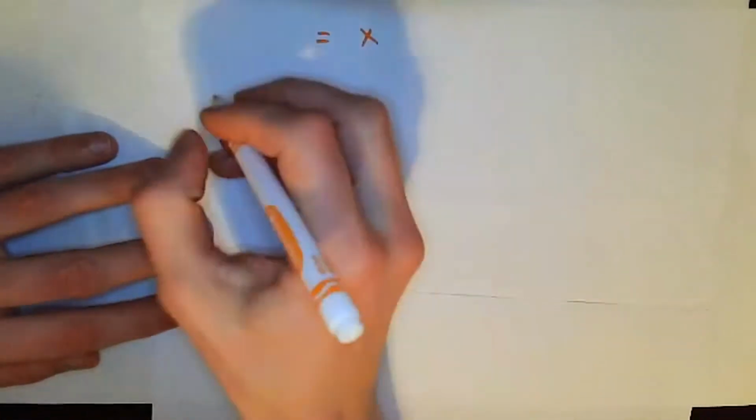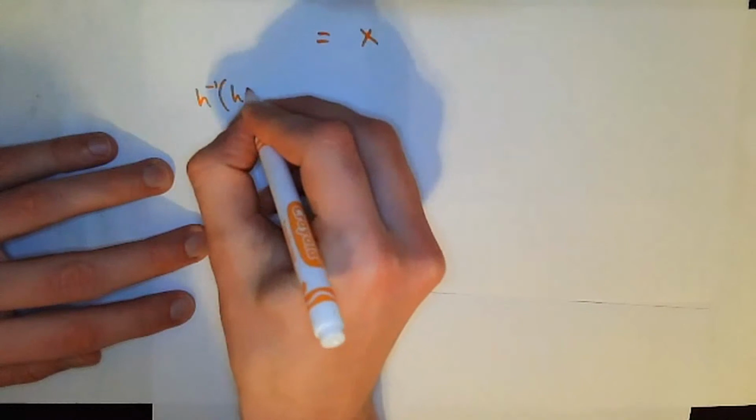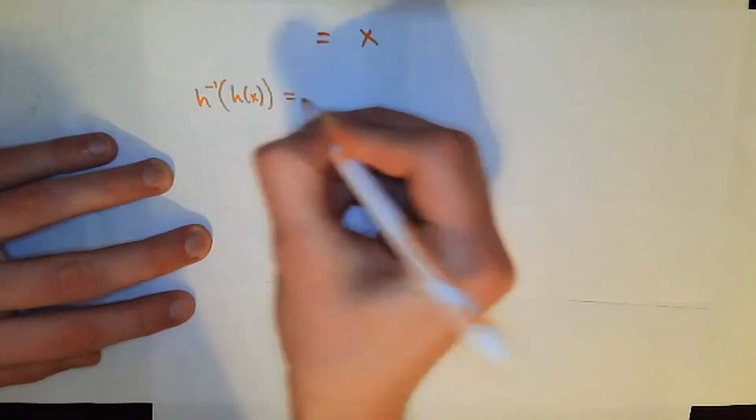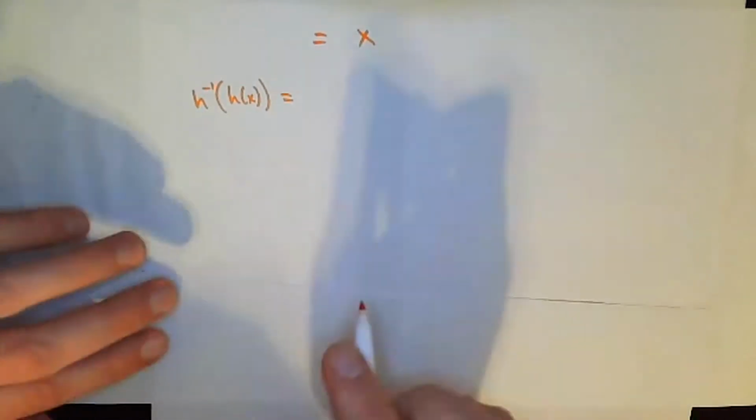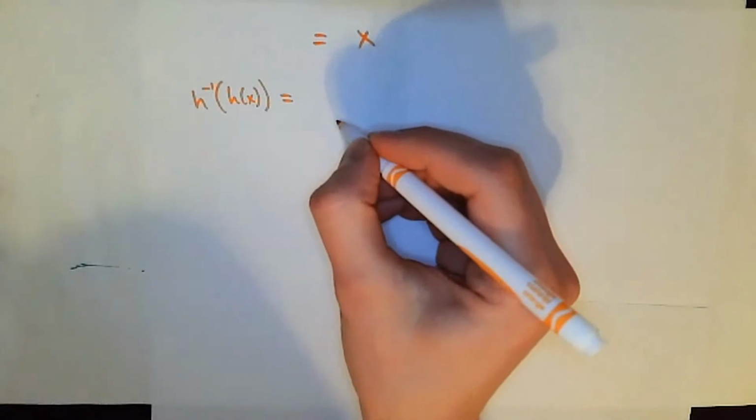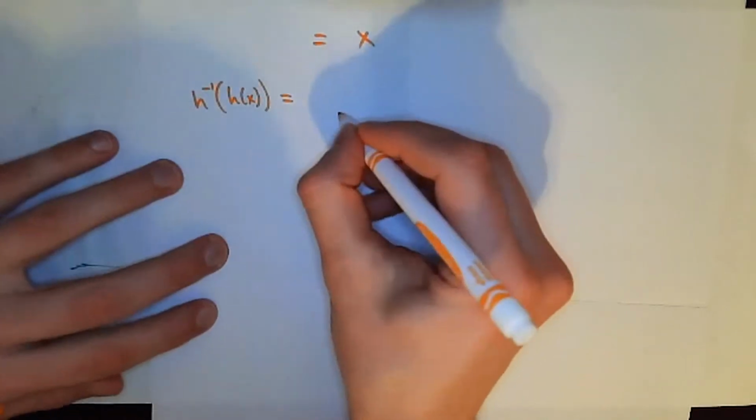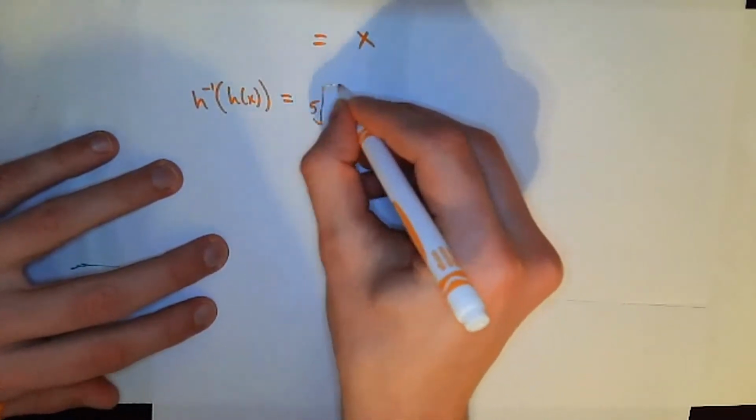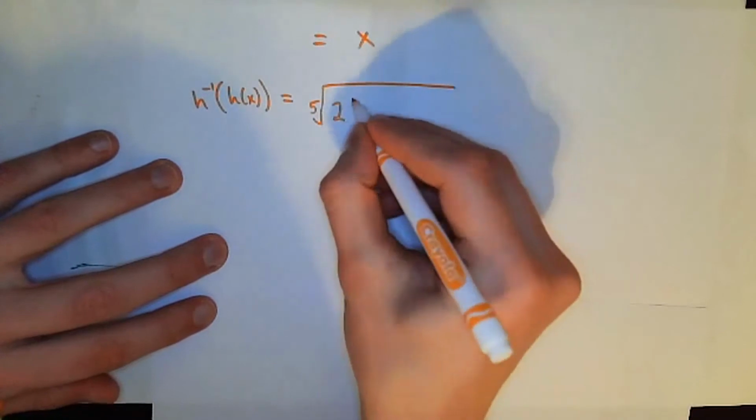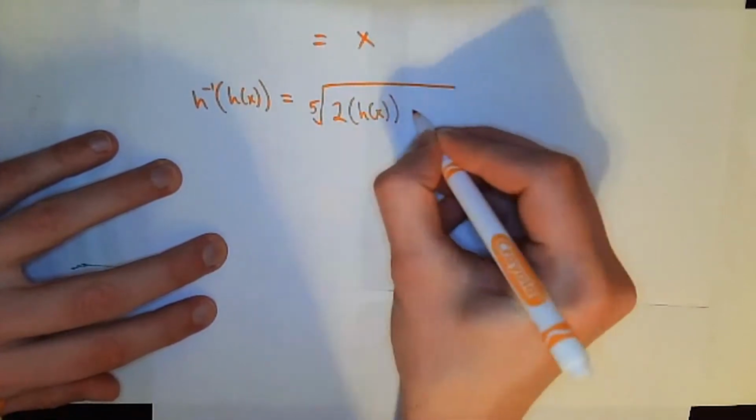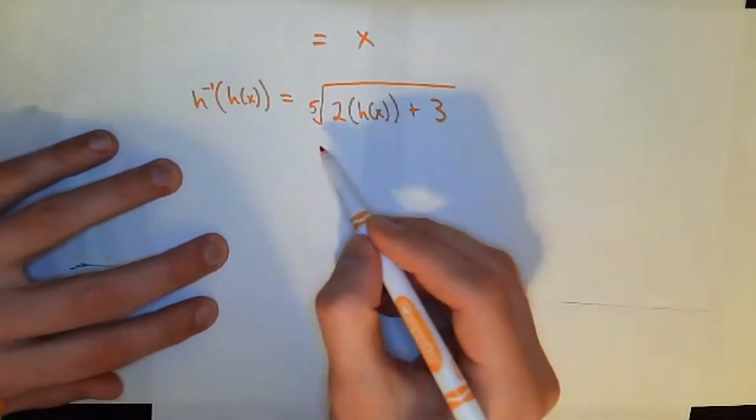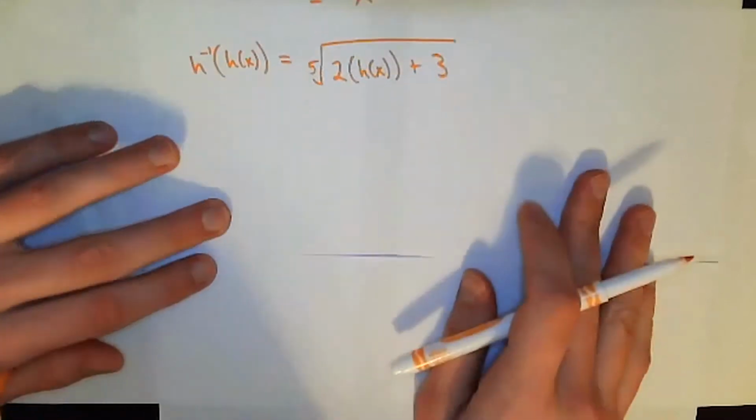So now I'm going to check that h inverse of h of x is equal to x. Let's see if it is. H inverse, I know that function is that 5th root thing, so I'm going to write the 5th root, and it's 2x plus 3, but instead of x, I'm plugging in the entire h of x function. So instead of 2x plus 3, it's 2h of x plus 3.